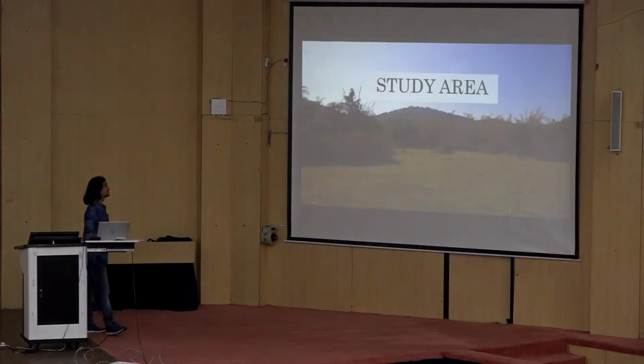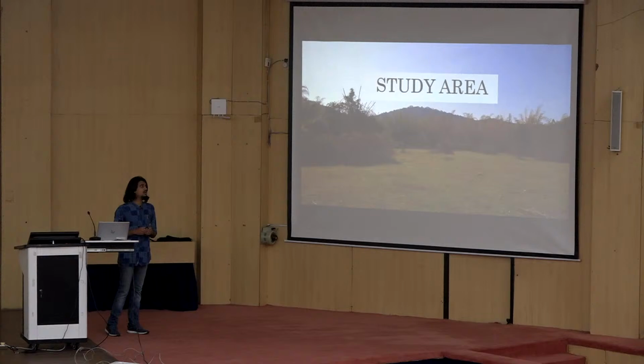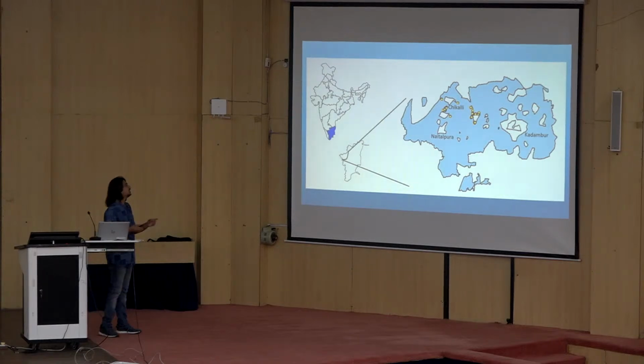The study was conducted in the Tiger Reserve in Tamil Nadu state, India. This is a map of the study area. The outline indicates the boundaries of the Tiger Reserve, and inside we have white patches which indicate the settlements or enclaves inside the reserve. The yellow points here represent the sampling sites of my grassland.